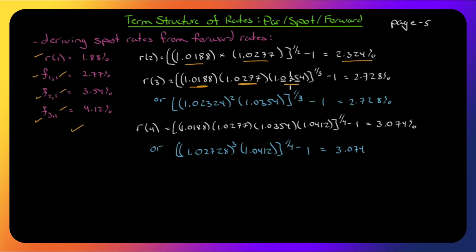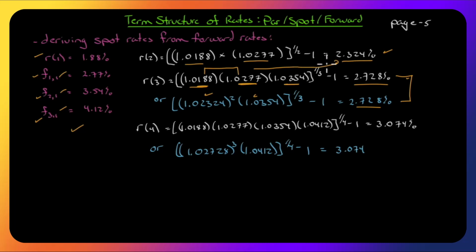For the 3-year, we could take the current spot rate multiplied by the next year forward rate, multiplied by the next year's forward rate, take the third root, take out the 1, 2.728%. Or we could take the 2-year spot rate, square it, and multiply it by the 1-year forward rate for the 3rd year, take the third root, 2.728%. Notice that these two should be the same because multiplying these two, since we're taking the third root, it's implied we're taking the square root of these two, should equal that rate there.